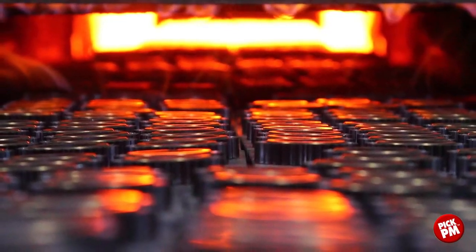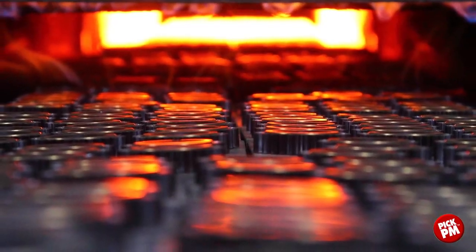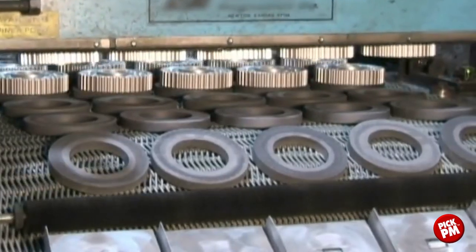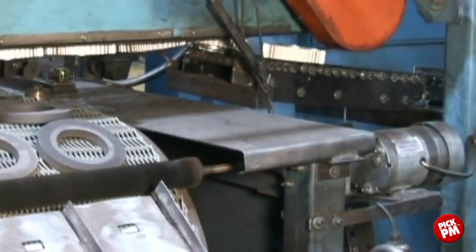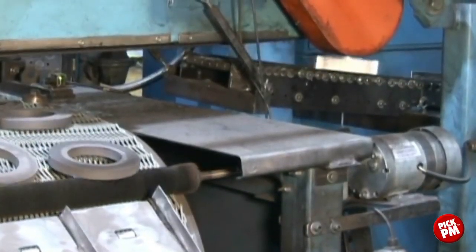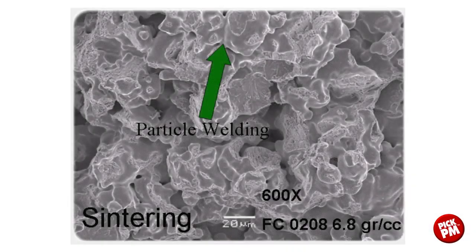Then we go through a transition zone where the sintered compact is stabilized, and then into a cooling zone. After the parts exit the cooling zone, they come to an unloading area, and the parts are then unloaded and staged for the next step in the PM process. During the sintering, we see the particle-to-particle welding, or the sinter necks that are formed. This is where we're actually welding those powder particles together.